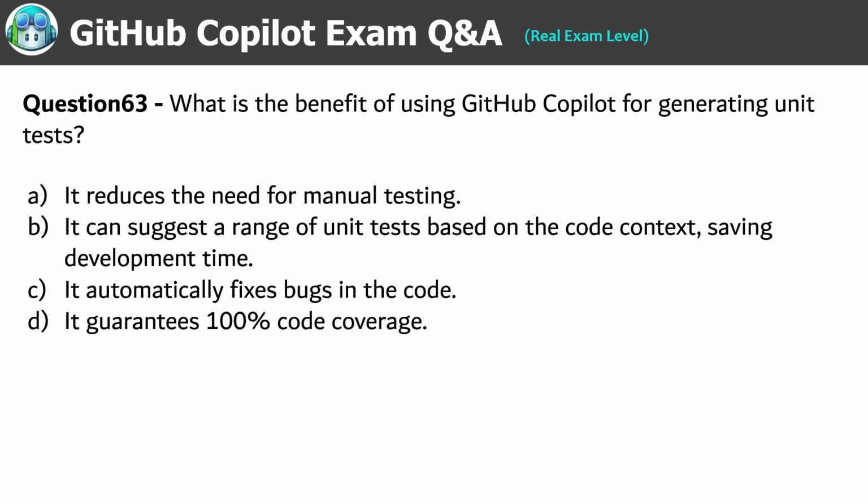Question 63. What is the benefit of using GitHub Copilot for generating unit tests? And the answer is option B. It can suggest a range of unit tests based on the code context, saving development time.